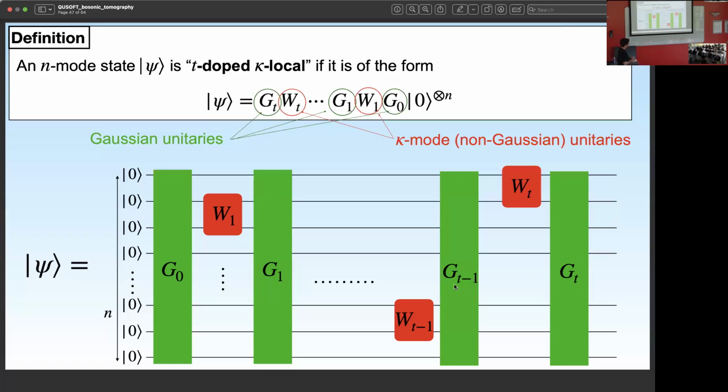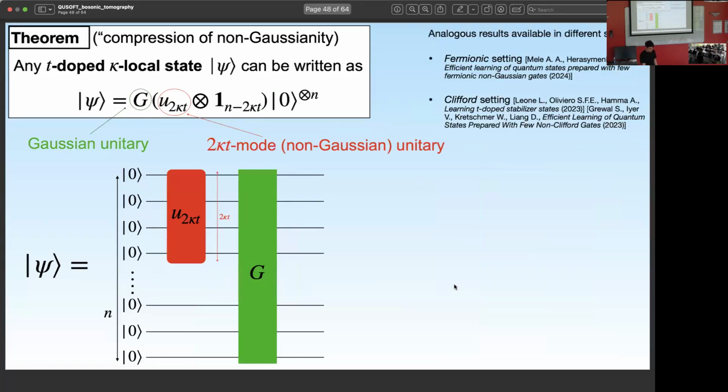First, let's state a result on the structure of these bosonic t-doped states. Here we use an extension of a result found a few months ago by Yaroslav and my twin brother in the fermionic setting. The proof of this result can also be adapted to the bosonic setting by exploiting the observation that for fermions, when a Gaussian unitary is energy preserving, the orthogonal matrices become also symplectic. In the bosonic setting, it's the contrary: a symplectic matrix, when the unitary is energy preserving, becomes orthogonal.